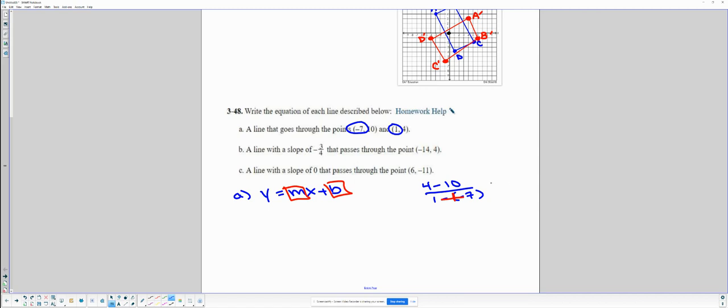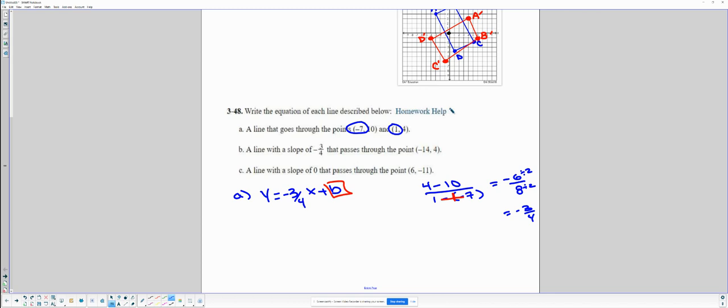So on top, you will have 4 take away 10 is negative 6. On the bottom, you have 1 plus 7, which is 8. So your slope is negative 6 over 8, or if you reduce that, you can divide each by 2. You will end up with negative 3 over 4. Okay, and that's going to be your m. So my m is going to be negative 3 over 4.